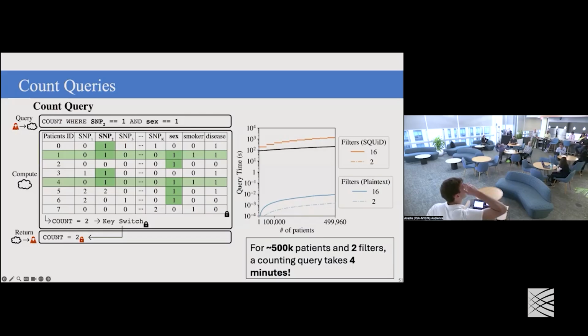Oh, we have one more question. Sorry. So you talked about runtime. What about space? Do you also have space penalties, or is it only runtime?